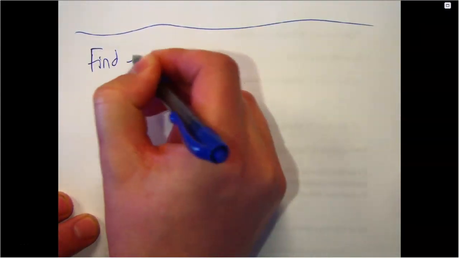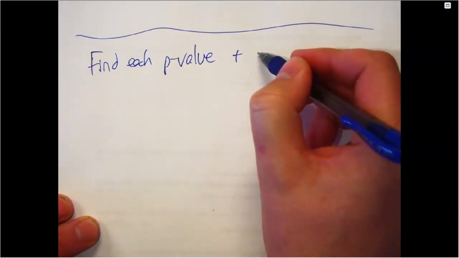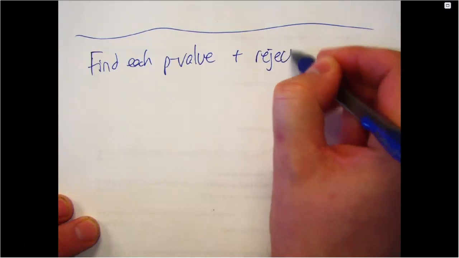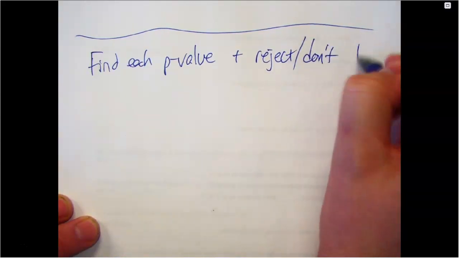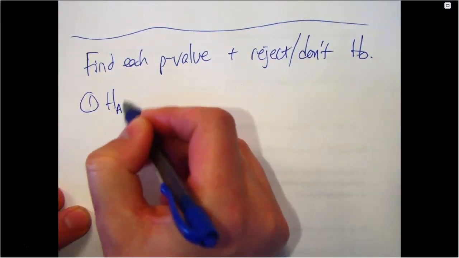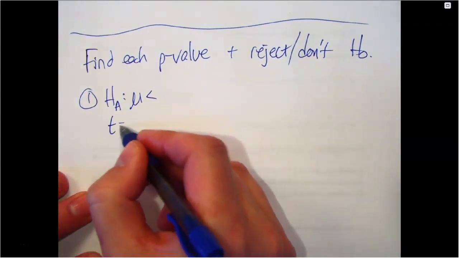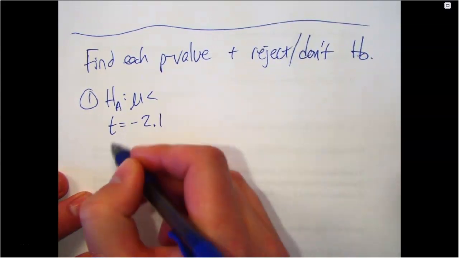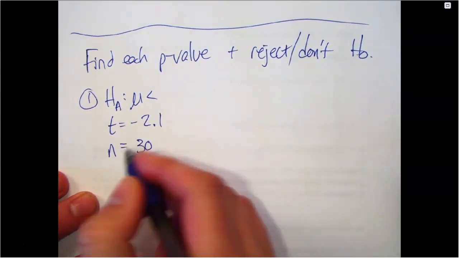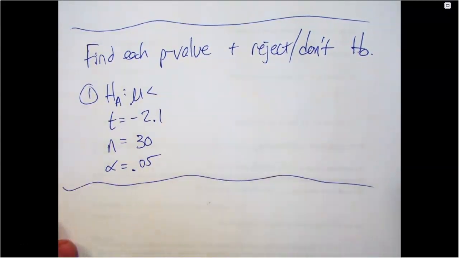So I'm going to say find each p-value and reject or don't reject H0. So you're going to decide. Number one, let's say HA was mu is less than whatever. T comes out to negative 2.1. N is 30. Alpha is 0.05. Find the p-value and tell me if you would reject H0 or fail to reject H0.